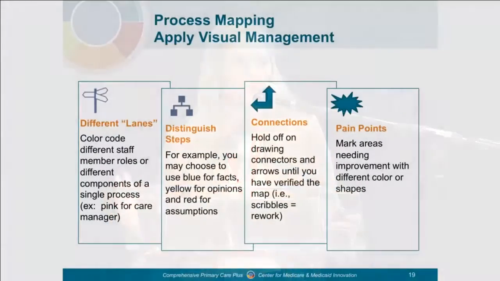All right, so then you want to apply visual management to that process map. You could color code different staff members or roles or different components of a single process. We have an example here, pink for care manager. You want to distinguish those steps as well, so you could do the same thing with facts, opinions, or assumptions, and color code those as well. And then, like I said, it's very important that you have all your steps defined before you draw your connectors, to prevent you from having to scribble and retool things once those connectors are already established. And then make sure you're marking any areas that you feel may need improvement. You can even use a different color or shape for these areas.